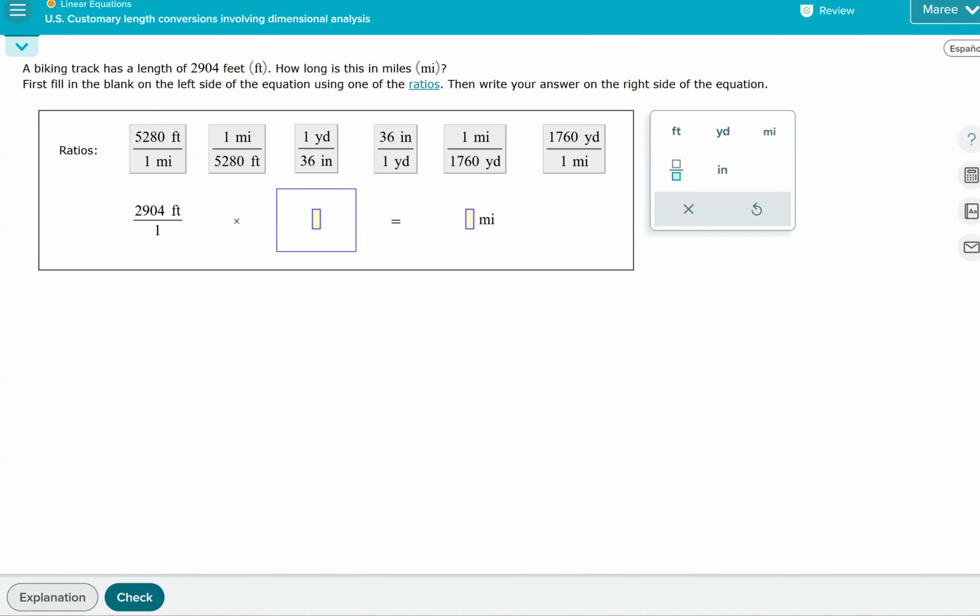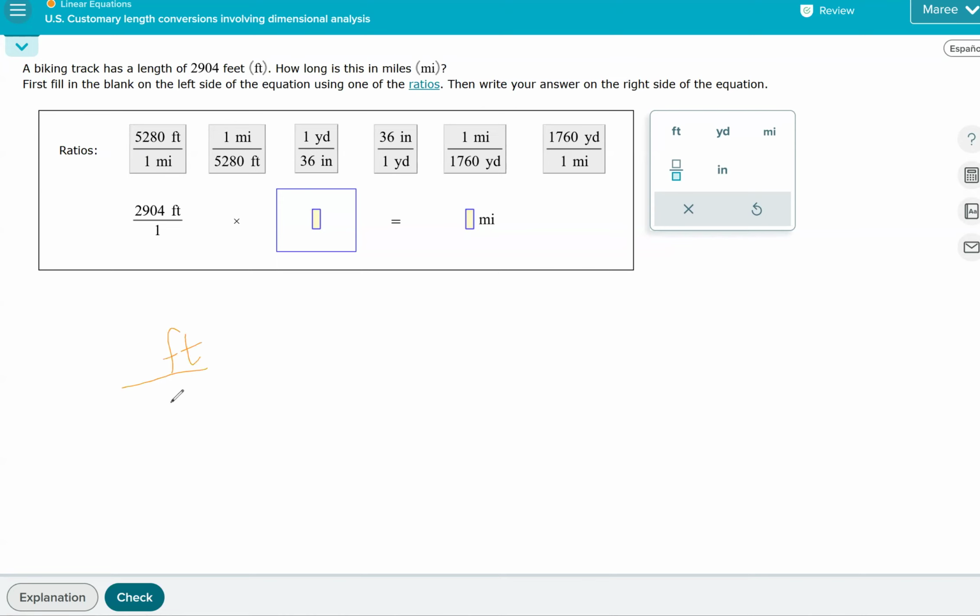This topic is called U.S. Customary Length Conversions involving dimensional analysis. They call it dimensional analysis because we just want to focus on the dimensions that are given to us. So in this case, we want to change feet to miles. So we just look at the dimensions. So just ignore the numbers for a minute.